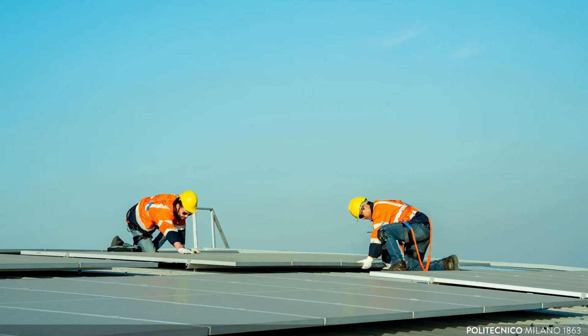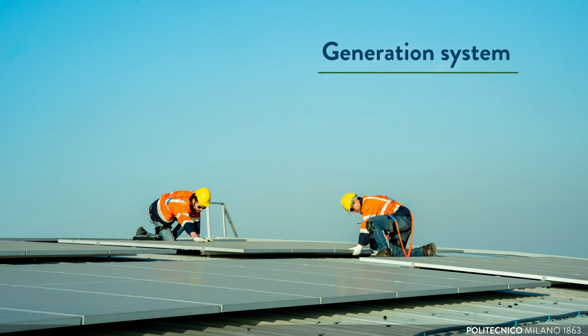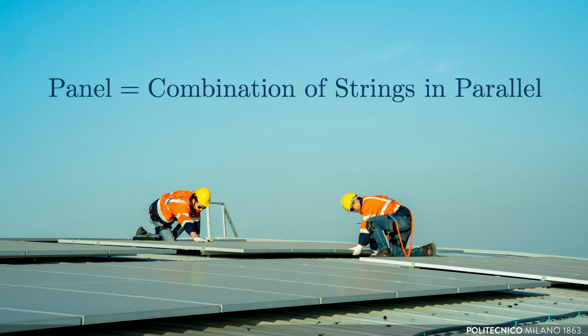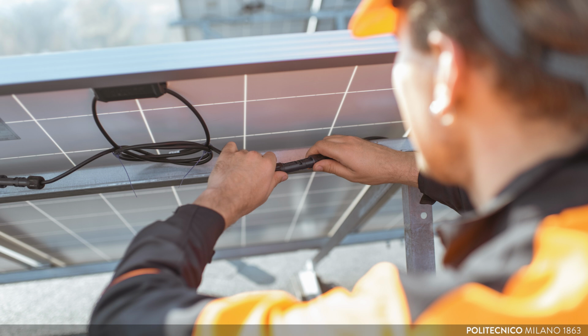Once the electrical scheme is defined, only the structure of the generation system is missing. The system can consist of one or more panels, and each panel is composed by a certain combination of strings connected in parallel, and each string is composed by several photovoltaic cells connected in series. The voltage achievable by the panel is directly proportional to the length of the string, while the deliverable current is as higher as greater is the number of strings in parallel.